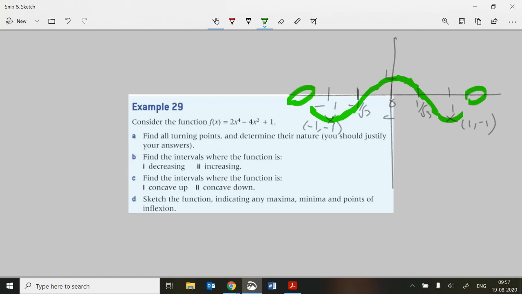And again, for sketches, we normally want to know where we're crossing the axis as well. So especially if we've got our GDC, just find out the roots of the polynomial as well. You can do a polynomial root solver on your calculator too.